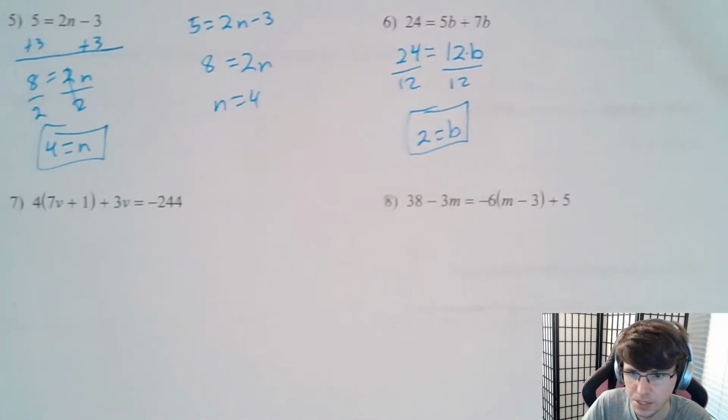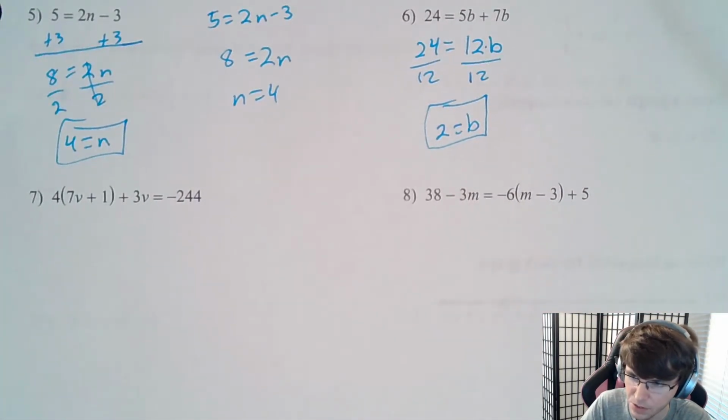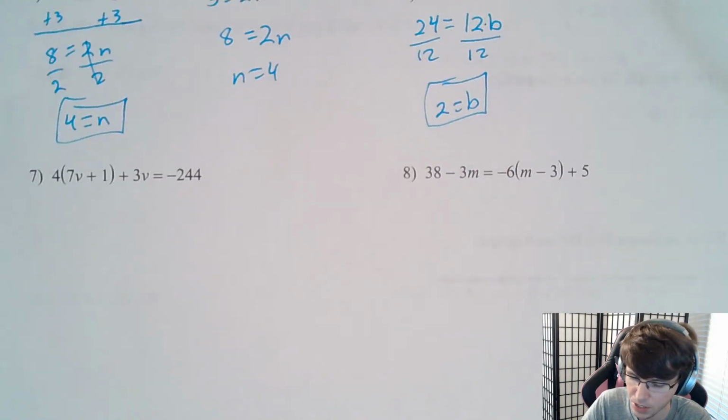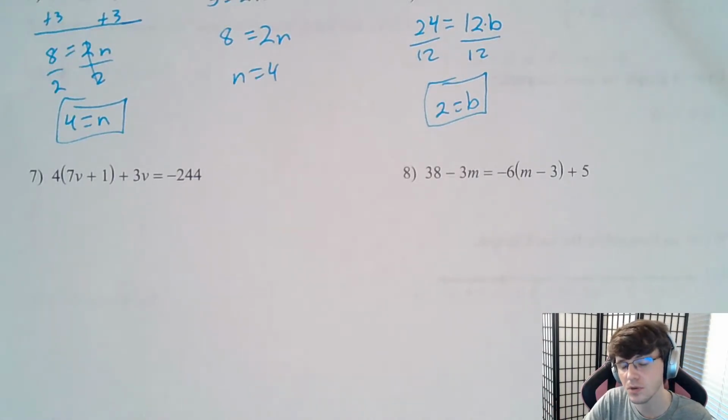So number 7 here is one of the first questions that has quite a few more steps. So we see those parentheses. A good habit to get into is to try to multiply through. Please note, though, you don't always have to multiply through.